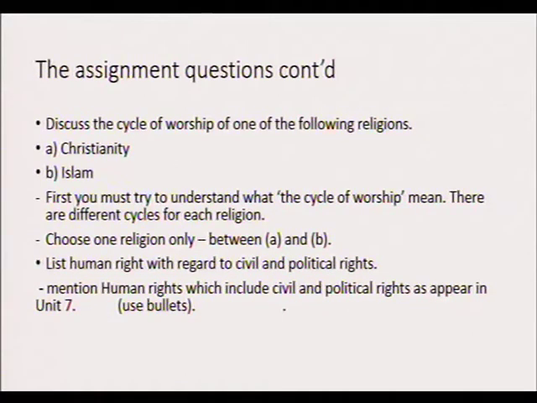Mention human rights which include civil and political rights as they appear in Unit 7. So use bullets because this is a straightforward answer. You don't need to go around before you come to the answer. Just write the answer straightforward and say, okay, A, B, C, D. They are there in Unit 7.